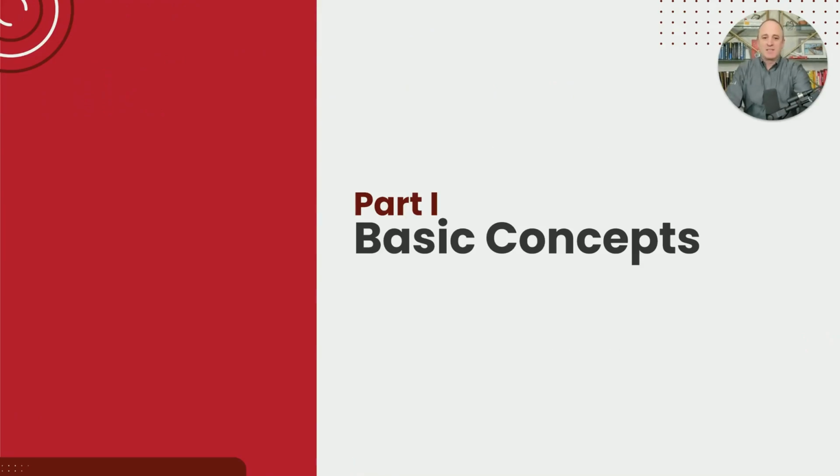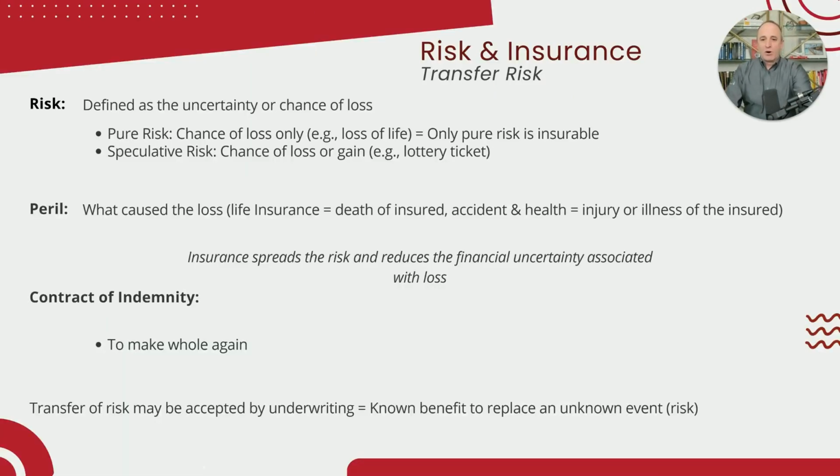All right, so let's start with some basic concepts. The definition of the word risk. Risk is very simply defined as the uncertainty or chance of loss. There are a couple of different kinds of risk. Pure risk is, for example, where the only possibility is loss. Typically with insurance, the only type of risk that insurance companies are looking for is pure risk. Speculative risk is where you could lose or you could also gain. So, for example, a lottery ticket, a poker game, things like that. Typically, you're not going to be able to insure those things through traditional insurance channels. But risk, very simply, is uncertainty or possibility or chance of loss.